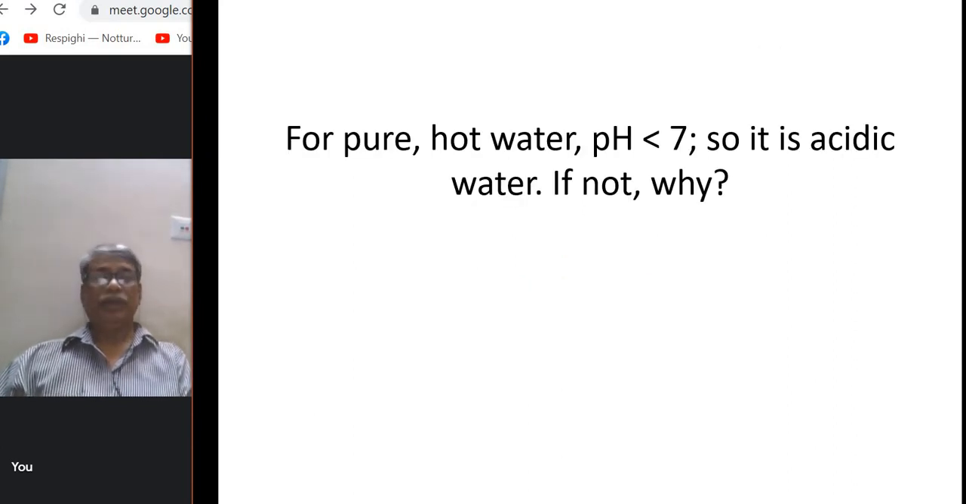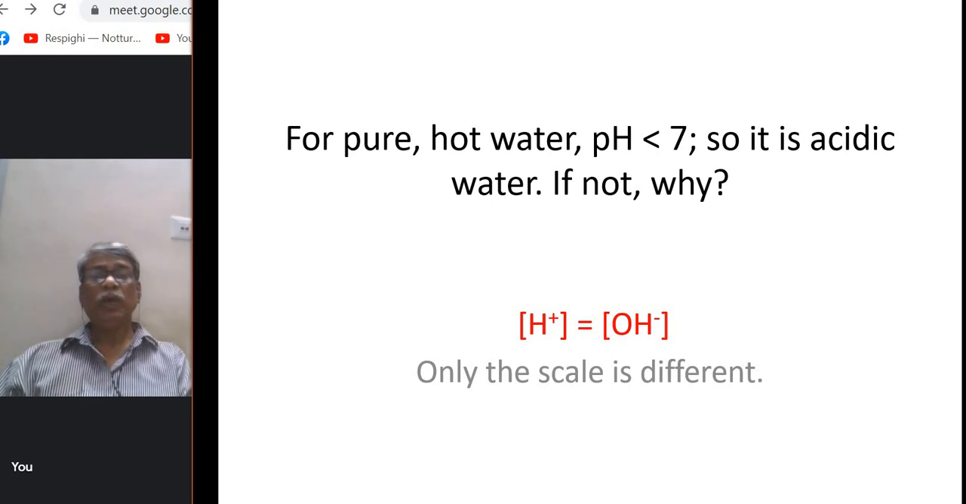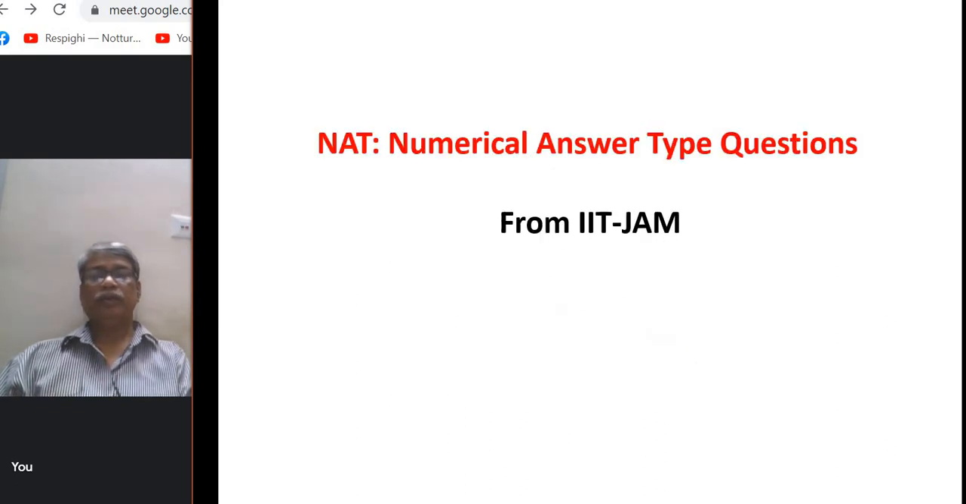For pure hot water, pH is less than 7 because water dissociates more at higher temperature. So more H plus you will get, and the concentration of H plus would be more than 10 to the power minus 7. So pH would be obviously less than 7. So is it acidic? The answer is of course no, because even in that condition, the concentration of H plus and OH minus are the same. So it cannot be either acidic or alkaline, right? Only the scale is different. That means pH 7 is not the neutral water pH, rather it is something slightly less than 7. So that is the point here.